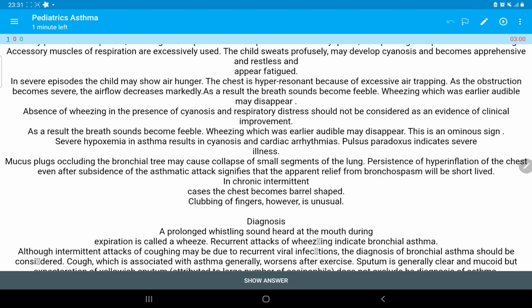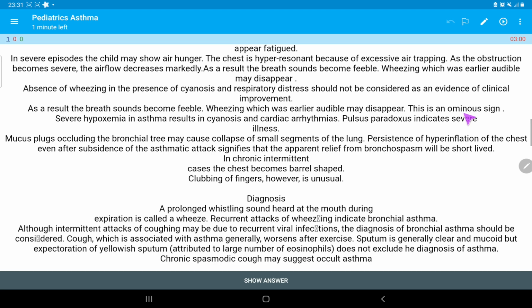Absence of wheezing in the presence of cyanosis and respiratory distress should not be considered as evidence of clinical improvement. In late phases, breath sounds become feeble and wheezing, which was earlier audible, may disappear. These are called ominous signs. Severe hypoxemia might be there, and asthma may result in cyanosis and cardiac arrhythmia. Pulsus paradoxus indicates severe illness.